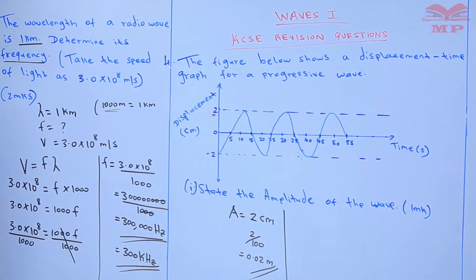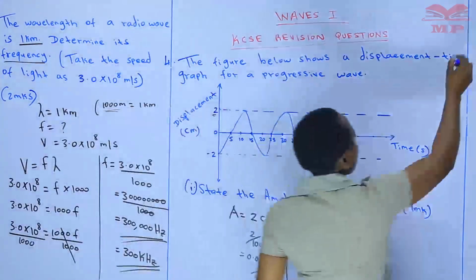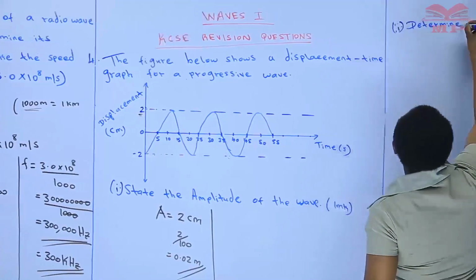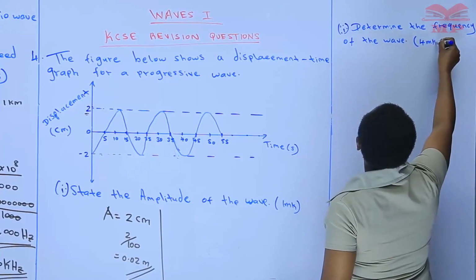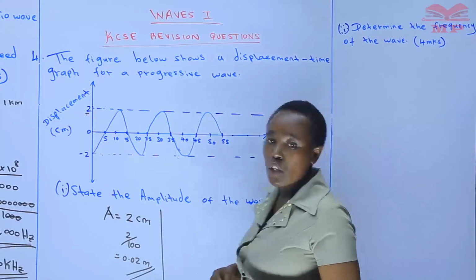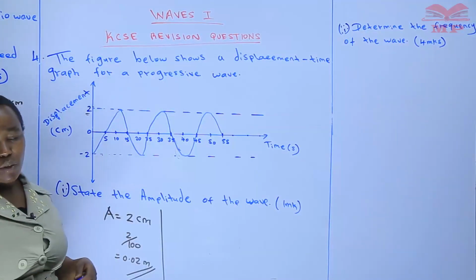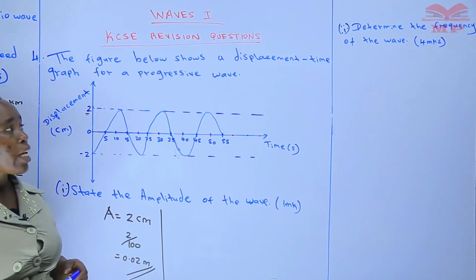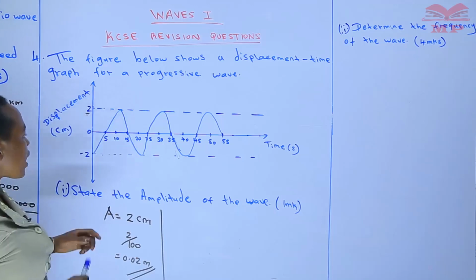We are told to determine the frequency of the wave, and it's 4 marks. Number 2, determine the frequency of the wave. And in this exam, it was 4 marks. Now, we need first to know, what did we say frequency is? Frequency is the number of oscillations in 1 second.